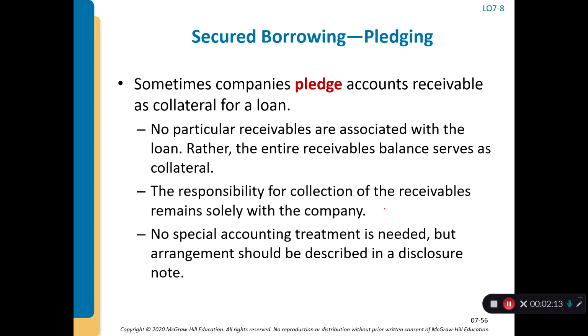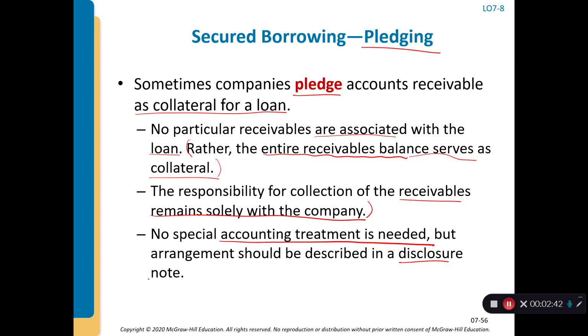There are two kinds of secured borrowing. One is called pledging. Sometimes a company pledges accounts receivable as collateral for a loan. No particular receivables are associated with the loan, right? Rather, the entire receivable balance is used as collateral, okay? The responsibility for collection of the receivable still remains with the company itself, and no special accounting treatment is needed, but the arrangement should be described in the disclosure notes.